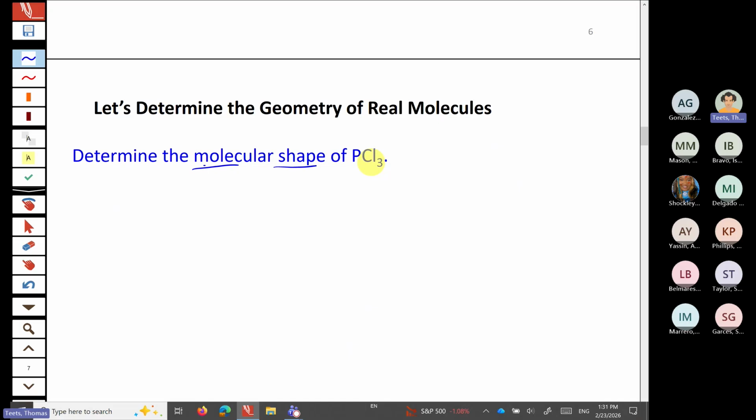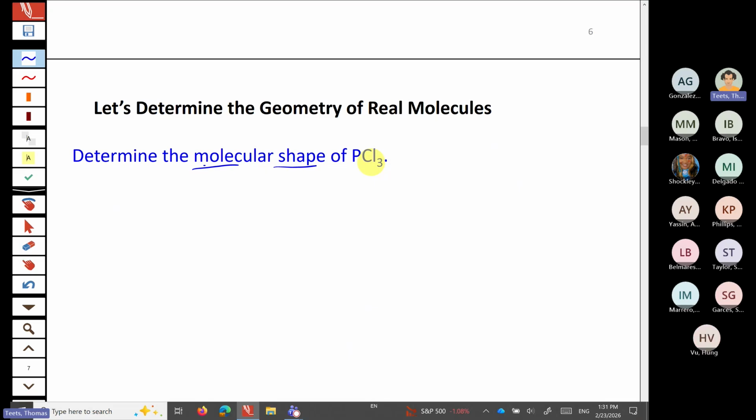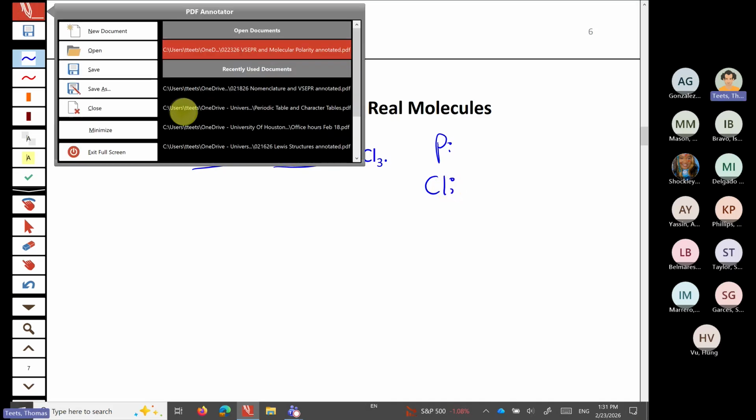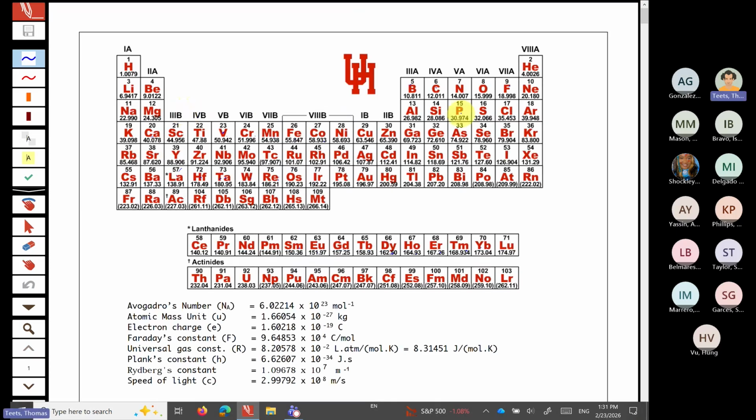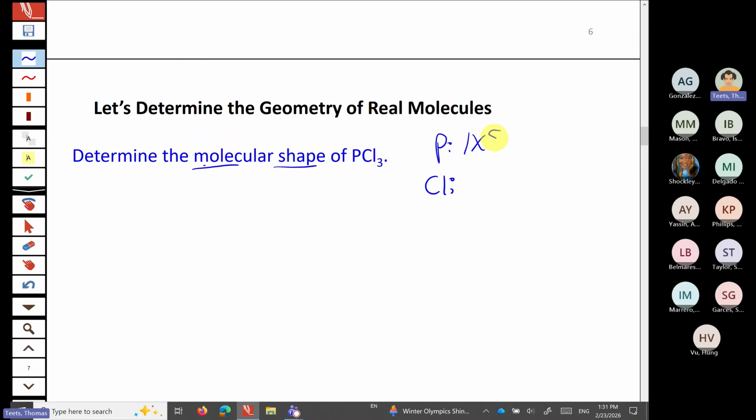It turns out for VSEPR you don't have to worry about formal charges and double and triple bonds nearly as much, but you do need at least a decent Lewis structure to get started. So if we do that for this one, PCl3, we have to count valence electrons first to be able to draw a Lewis structure. If we get the periodic table up, phosphorus is group 5, so there are going to be 5 valence electrons from phosphorus. Chlorine is in group 7, so each chlorine will provide 7 valence electrons. So we have to count that up first to get our Lewis structure. 1 phosphorus with 5 valence electrons.